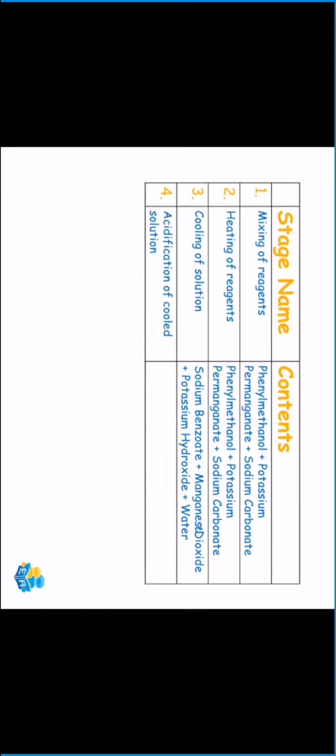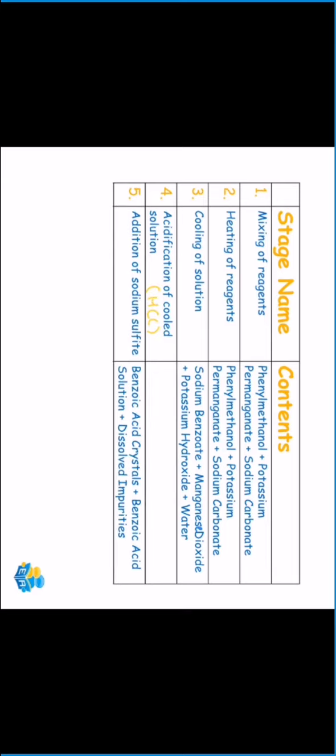So step 4 is acidification of the cooled solution, and it is acidified with hydrochloric acid. On to step 5, and we have the addition of sodium sulfite, and at this point the benzoic acid crystals will have formed. There will be benzoic acid solution and some dissolved impurities. So once we add the sodium sulfite, we cool the solution again, this time by placing it in an ice bath, and at that point we have benzoic acid crystals and dissolved impurities.